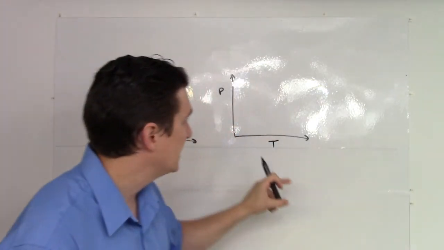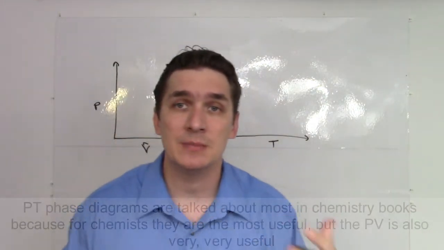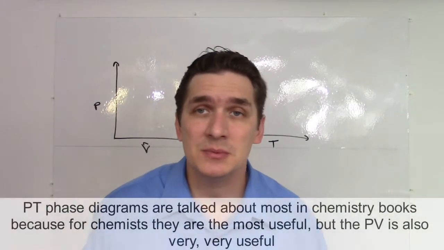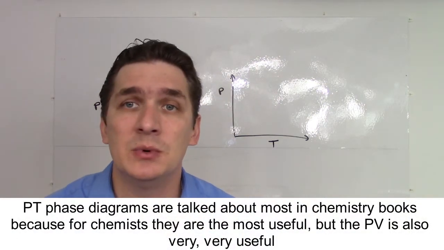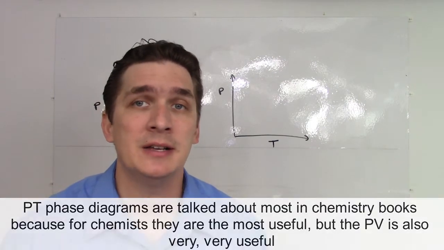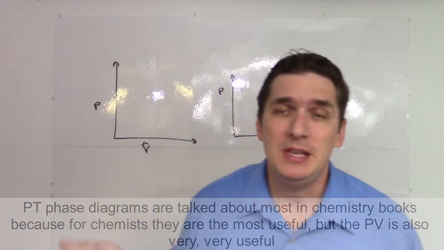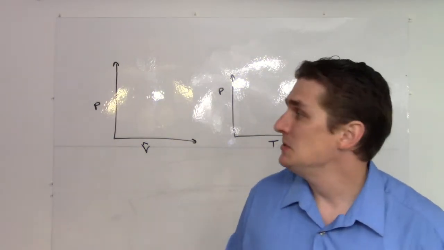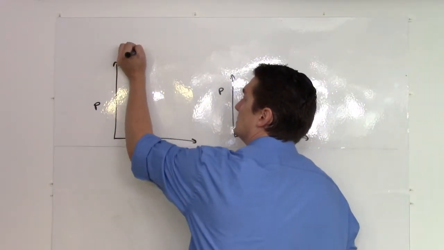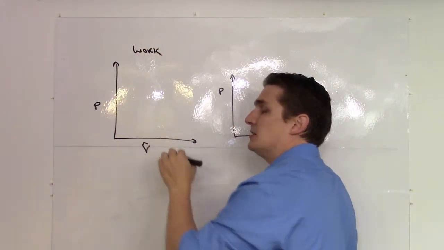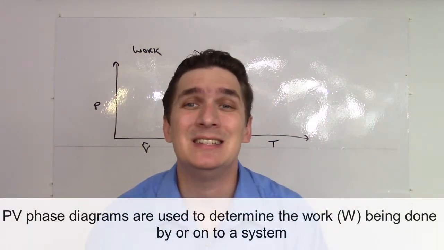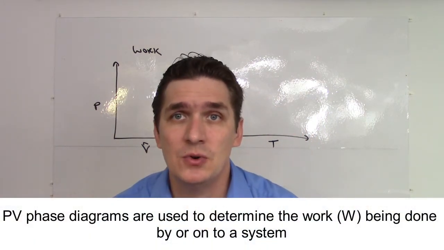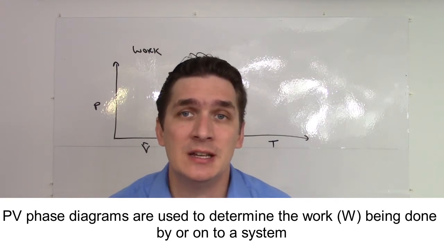Most chemistry books only talk about the PT phase diagram because it's what chemists are most interested in, because they're the two variables we control easiest in the lab. We can control pressure by sealing the reactor, and we can control temperature with a hot plate or ice or something like that. The PV phase diagram exists because it gives you information on work. So if you ever talk to an engineer, they're usually looking at the PV phase diagrams, not the PT phase diagrams.